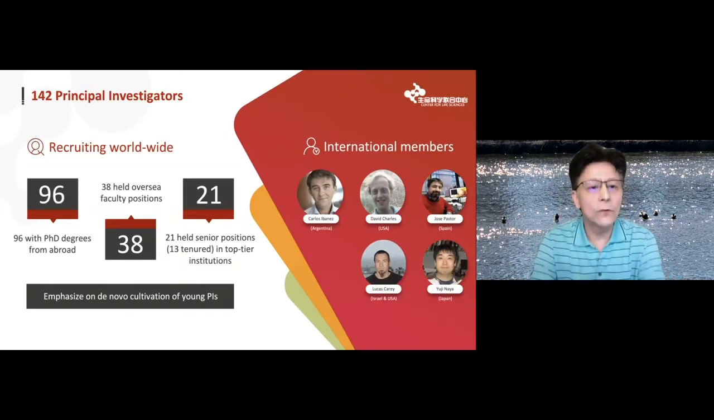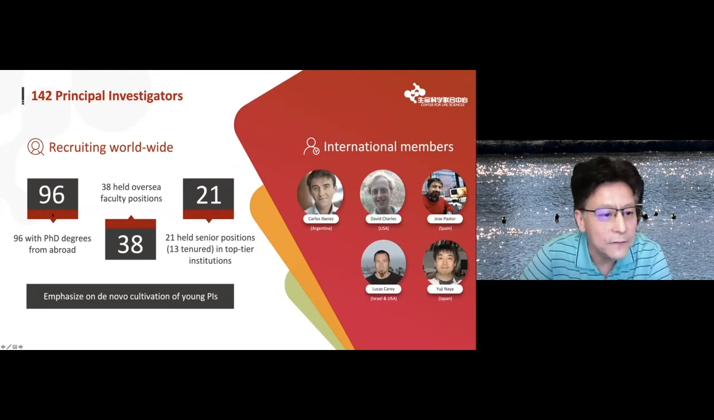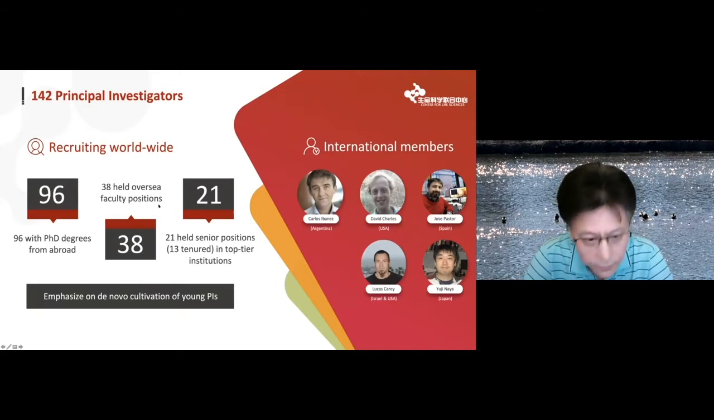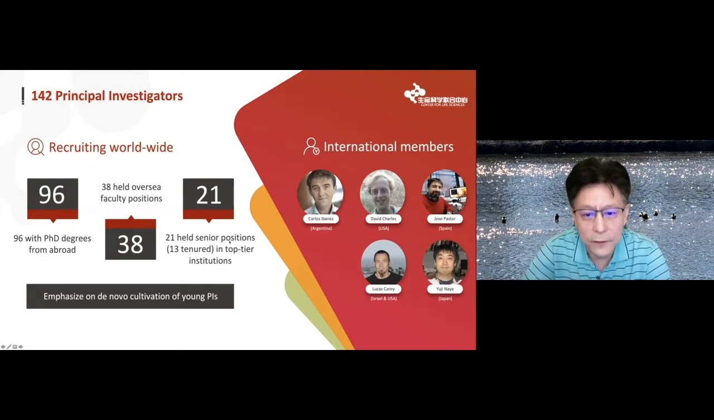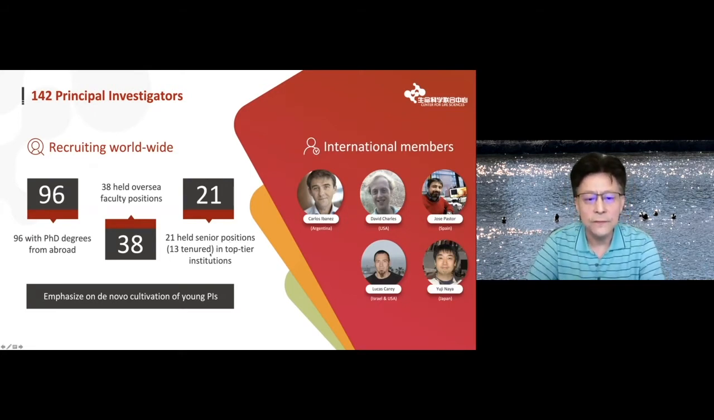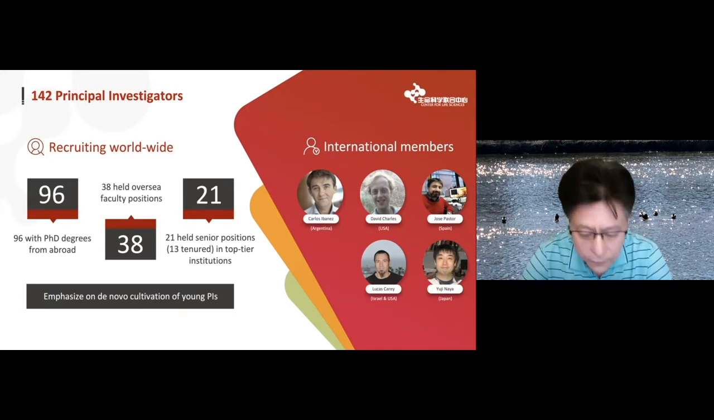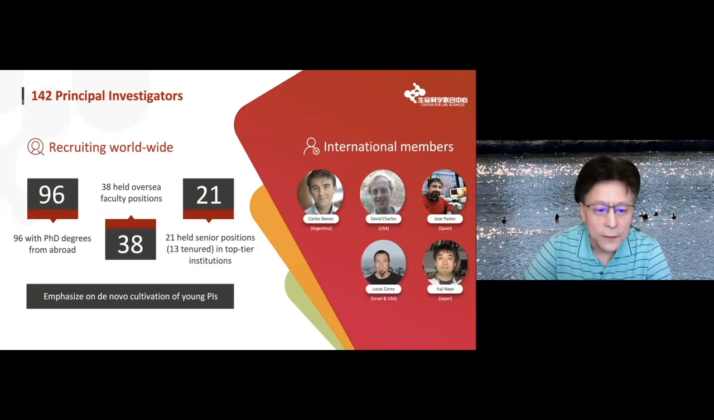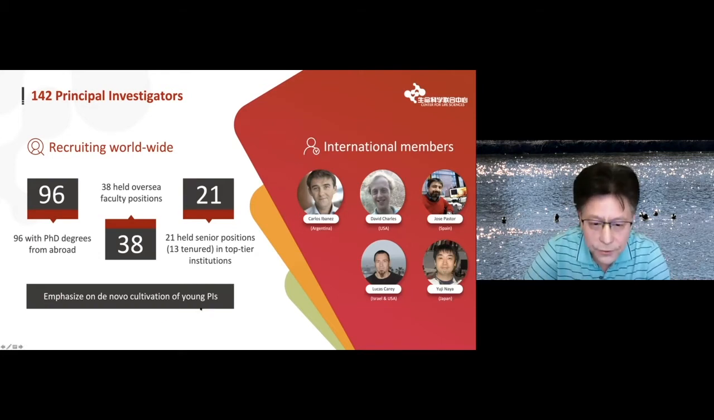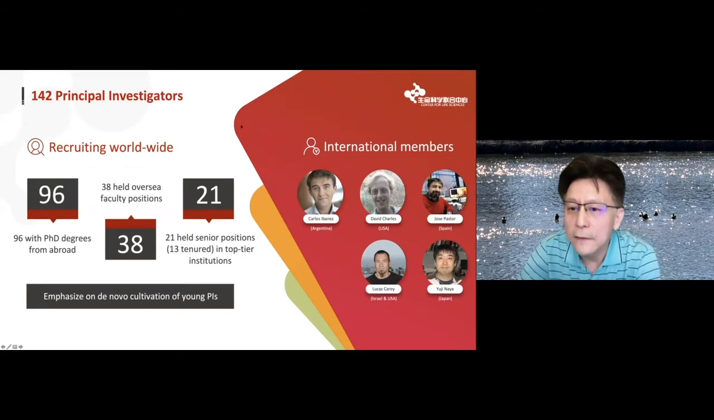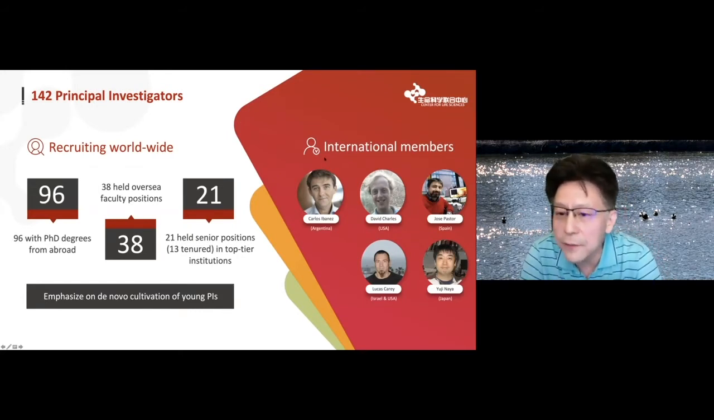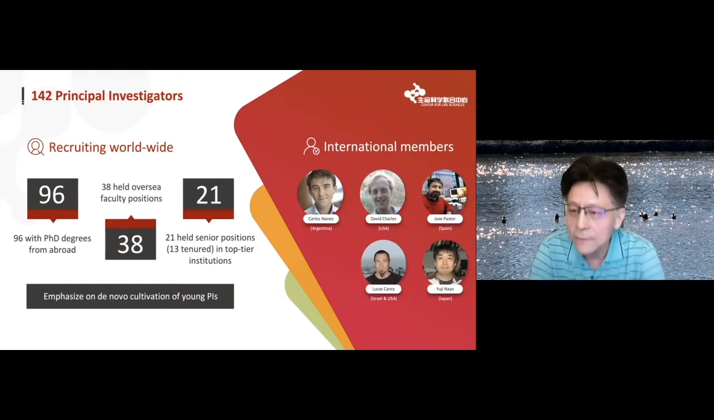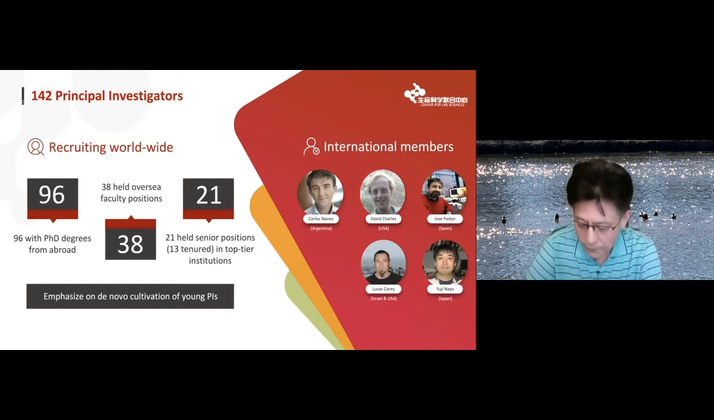Since we're recruiting worldwide, at this point, most of the PIs have their PhD degree obtained from abroad, 96 out of the 140. And among them, 38 already held overseas faculty positions when they were recruited. And 21 of them were even holding senior positions, including 13 tenured professors. So you can see our center has been very attractive to top talents. But of course, we are emphasizing nurturing young PIs, so that's our goal. We have a growing number of international members, namely the PIs of non-Chinese origin. We hope this number will grow bigger and bigger.